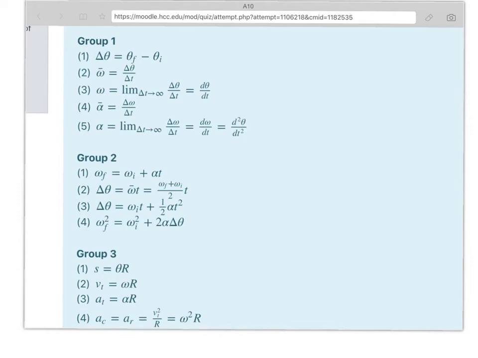All right, here we are in assignment 10. Questions 2 through 6 have these three groups of equations. When we do this assignment, I'll often refer back to, say, group 2, equation 3, or group 3, equation 2, and so on, and you'll know what I'm talking about. These equations are also found on your equation sheet.